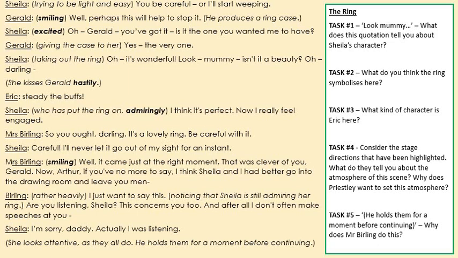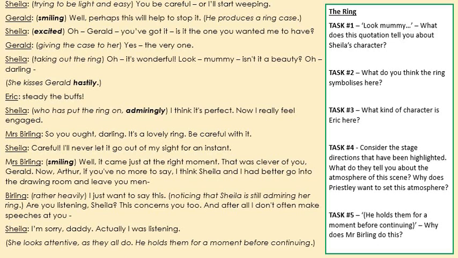So remember, in a play, the stage directions are the bits in brackets, or they're kind of just on their own down here. So Sheila says, "You be careful or I'll start weeping." And Gerald says, "Well, perhaps this will help to stop it." And he gives her a ring. And Sheila says, "Oh, Gerald, you've got it. Is it the one you wanted me to have?" And Gerald says, "Yes, the very one."